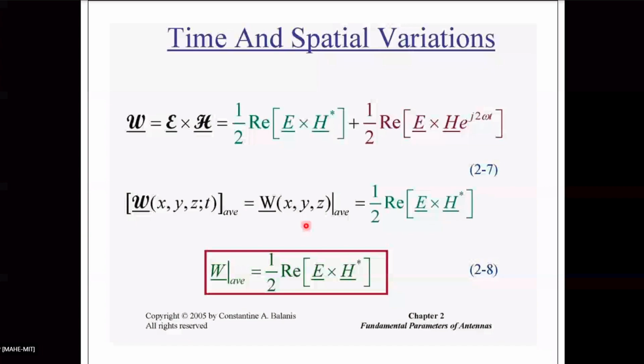We divide by the total time period. When you do that integration, the instantaneous value has two parts. This part becomes 0 average value because it is cos 2 omega t or sin 2 omega t. If you integrate for one period, it will be 0. So average power density is given by half times the real part of E cross H star. Have you understood this?